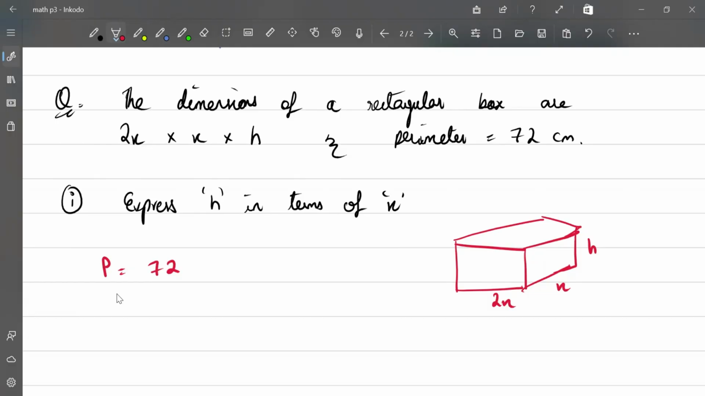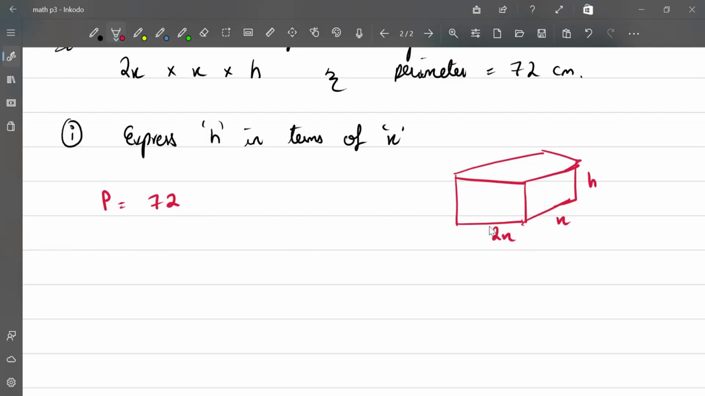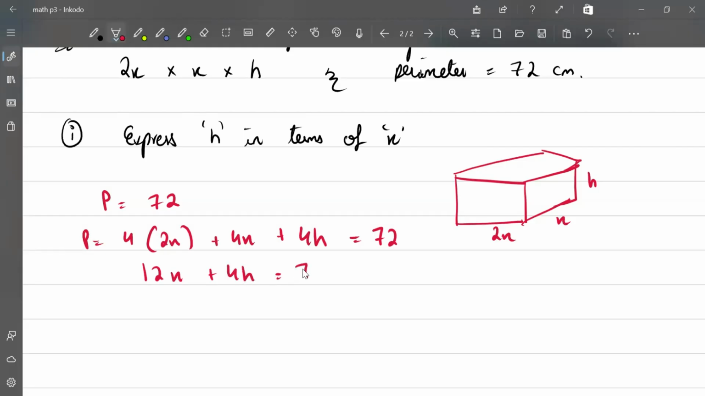So just calculate the perimeter. 4 times 2x, plus 4 times x, plus 4h, is equal to 72. This is the perimeter. And 12x, if we just add this up, 12x plus 4h is equal to 72.